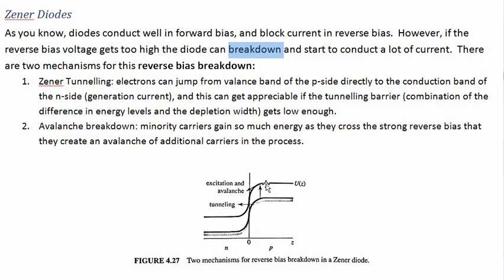But if you reverse bias the diode enough, while these electrons are jumping across the depletion width, they gain so much speed because of that applied potential that when they collide with the lattice, they don't just lose their speed, they knock out additional electrons. This causes an avalanche of electrons, because those new ones also gain enough speed to knock out additional ones. So a lot of conduction can happen, and that's called an avalanche breakdown.